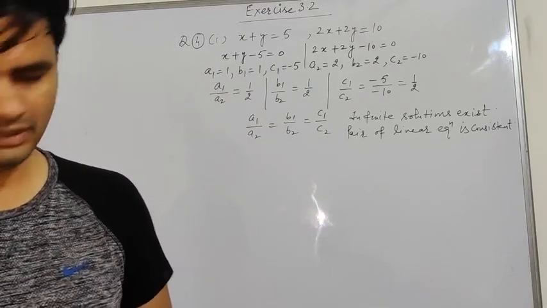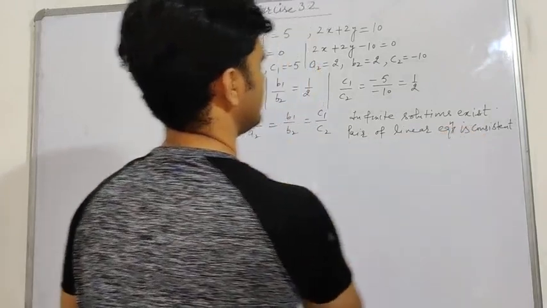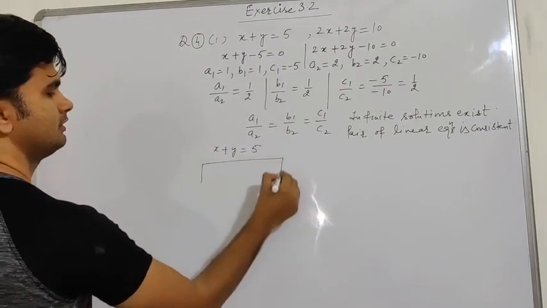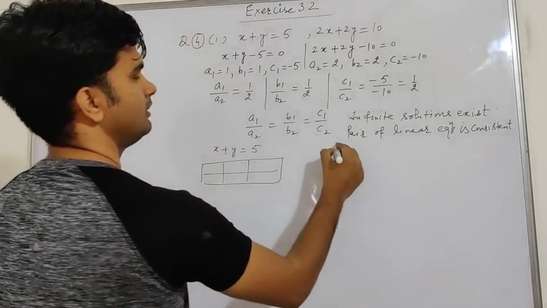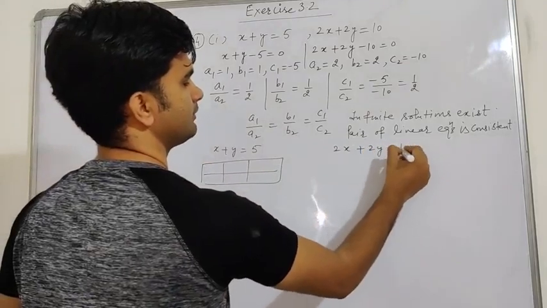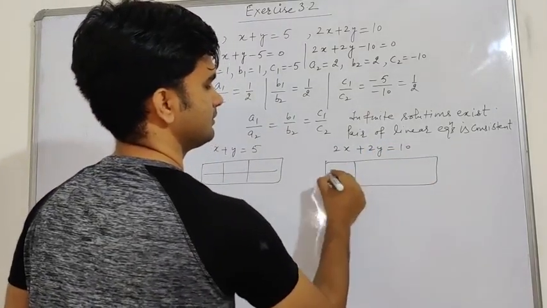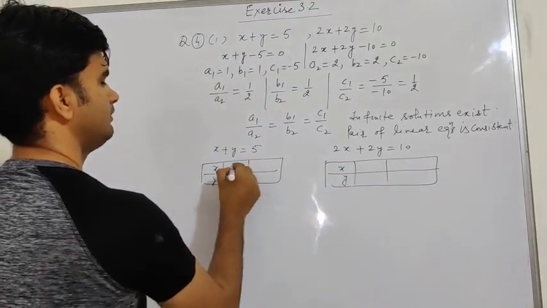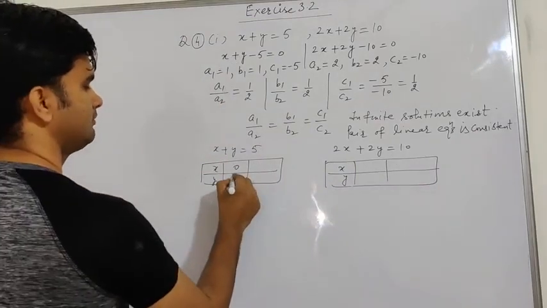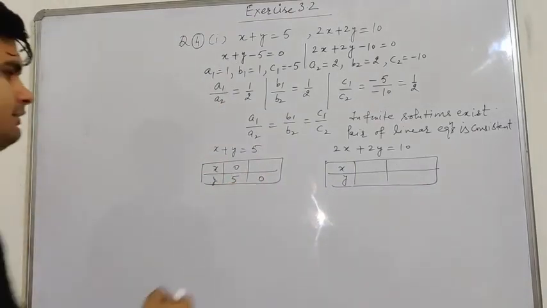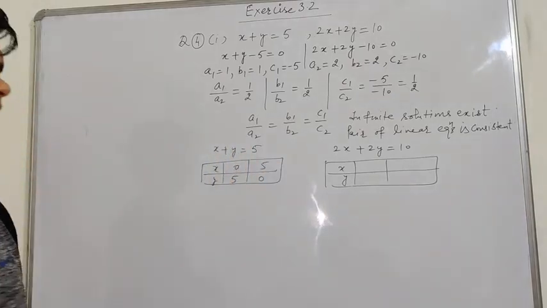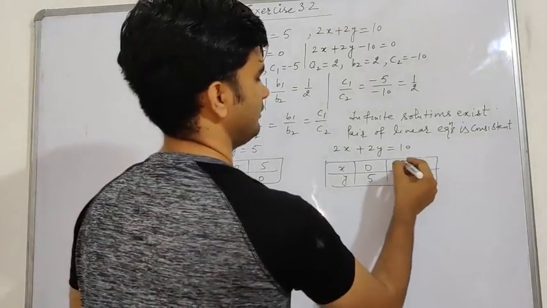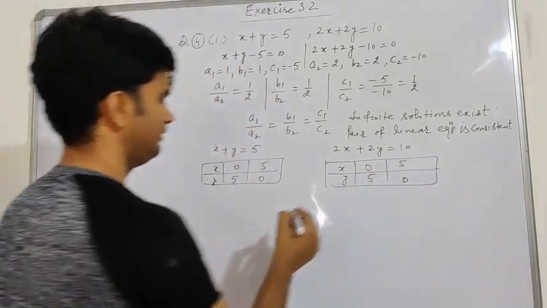Now if pair of linear equation is consistent, it means we will find graphical solution of linear equations. So to find graphical solution, we will take different values of x and y for these two equations. X, y, x, y. If I am putting here x is equal to 0, then y is 5. If y is equal to 0, then x is equal to 5. In the same way, if I am putting here x is equal to 0, then y is 5. If I am putting y is equal to 0, then x is 5.